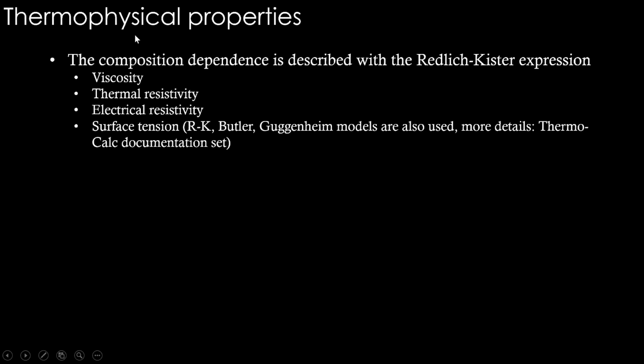Okay. Thermophysical properties are modeled like this. The composition dependence is described with a Redlich-Kister expression in these cases. Viscosity, thermal resistivity, thermal conductivity is the inverse of this. Okay, so only thermal resistivity is modeled, like that electrical resistivity, surface tension. Surface tension is not only done using this Redlich-Kister. There are some other models, Butler, Guggenheim models. More details of them are there in the Thermo-Calc documentation set. We will see about this viscosity and understand how it is done.